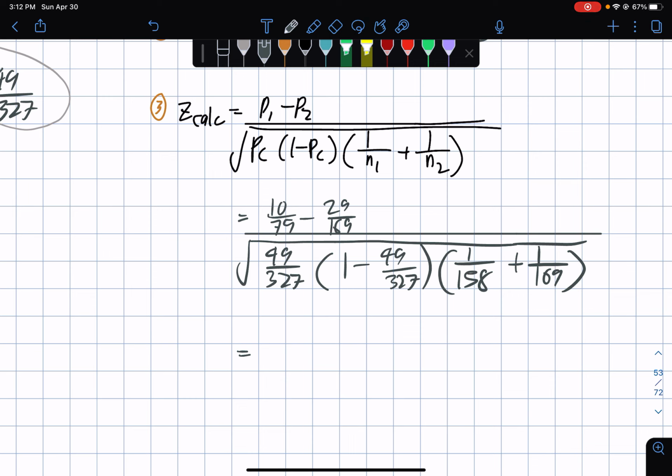So, 10 over 79 minus 29 over 169 divided by, shucks, this is so much. 49 over 327 times the quantity 1 minus 49 over 327 times the quantity 1 over 158 plus 1 over 169. This is negative 1.139, or negative 1.140.